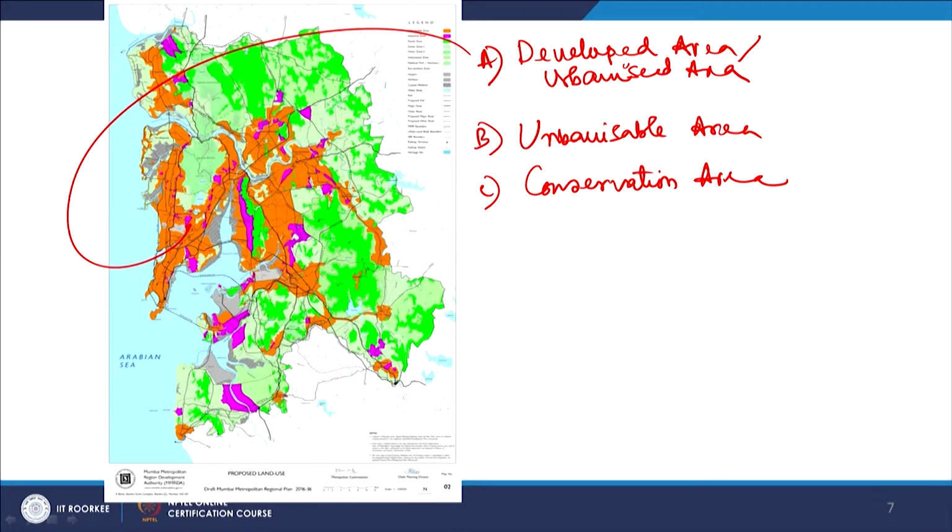and apart from that they have indicated various urbanizable areas, future industrial area, and so many other areas. Apart from that there are conservation areas like this. These are the conservation areas which need to be conserved and not to be urbanized. And if you see, this part is the only part of the Mumbai core city area.